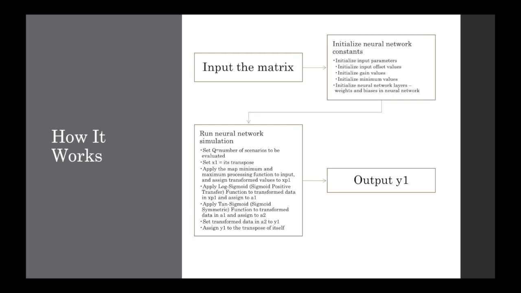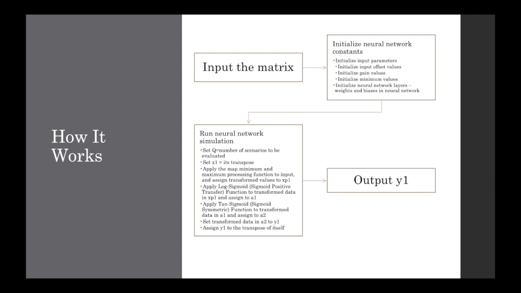Here is how our function works. First, the matrix is inputted. Next, the function initializes the constants, which include the input parameters and the neural network layers, the weights and biases. The input parameters are the input offset values, the gain values, and the minimum values. Next, it runs the neural network simulation.